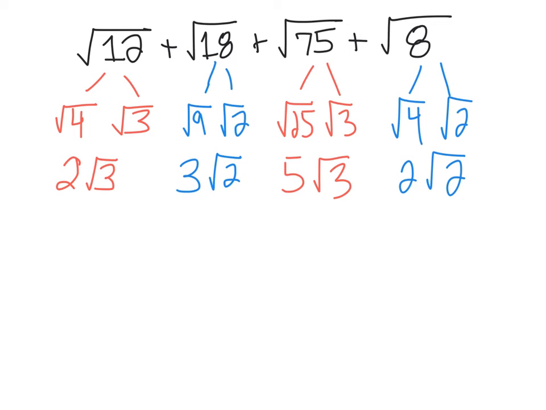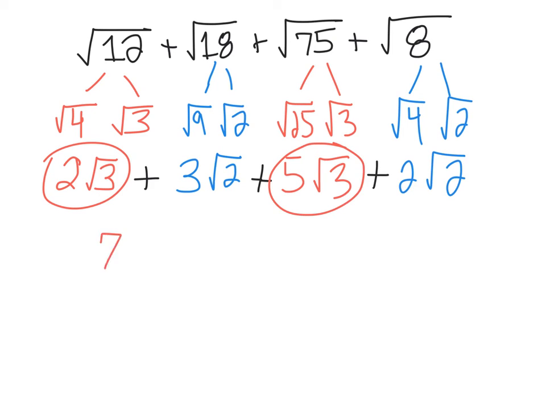Now I got a lot of terms going on here, and they're all being added. But again, just treat it like terms. You'll notice that I did the like terms in the same color. I did that on purpose. I figured it'd be easier to see. I've got 2 times the square root of 3, 5 times the square root of 3. If I add those together, I'm going to get 7 times square root of 3.